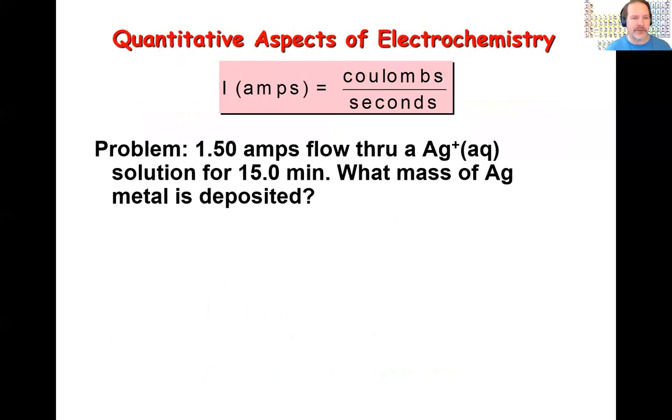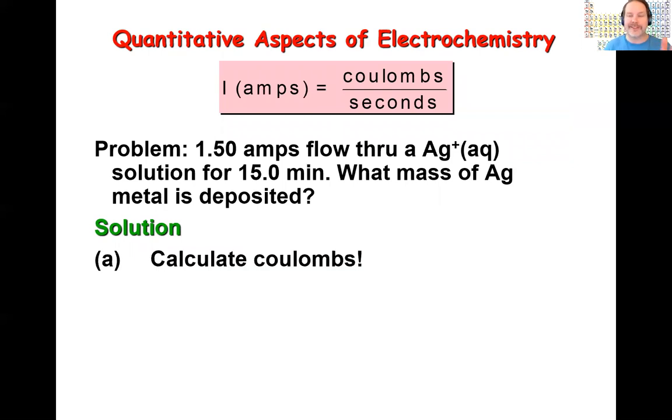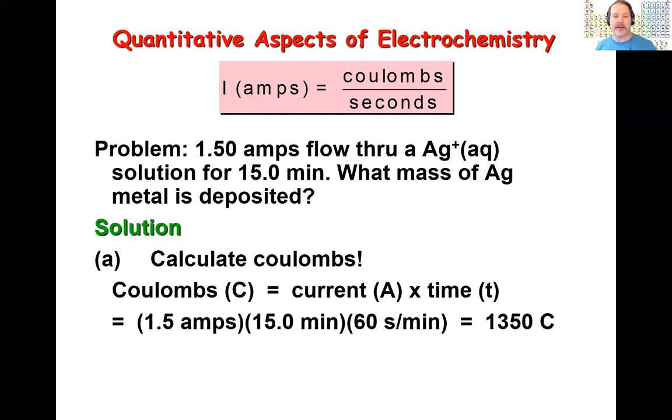So let's use this in an actual problem. Let's say you've got 1.5 amps flowing through a silver plus ion solution for 15 minutes. What mass of silver metal is deposited? All right, so here's how we're going to go through it. Got to get the coulombs here. Well, how do we get coulombs? It's trapped in that amperage formula. Amps is coulombs per second. I'm told how many amps, and I'm told how much time. Got to convert the time into seconds, though. If we do that, then amps times seconds will give us the amount of coulombs. And sure enough, that's 1,350 coulombs that flowed through this experiment.